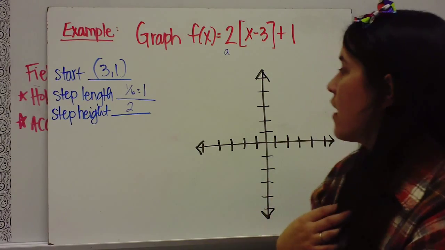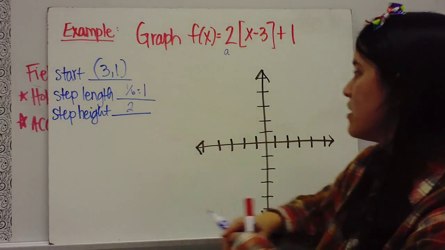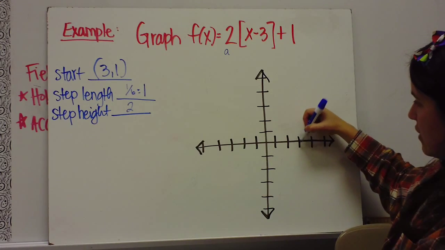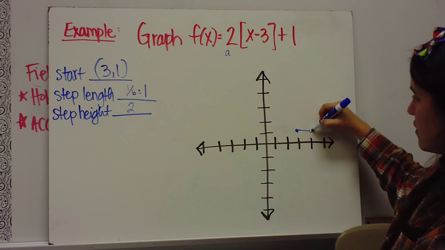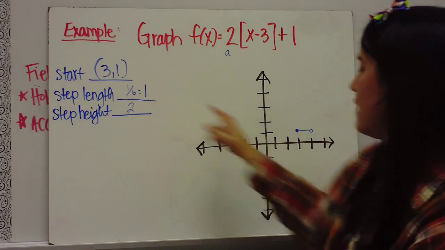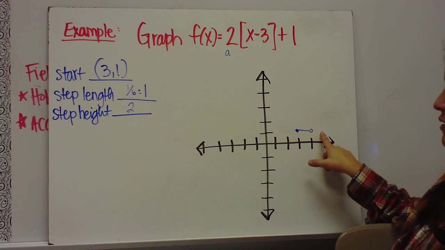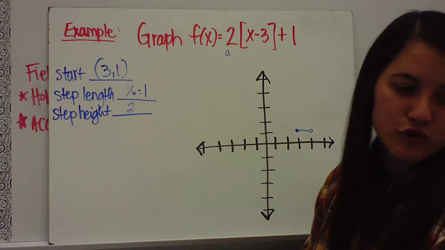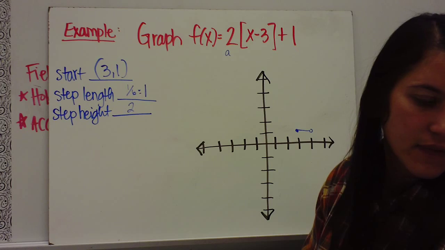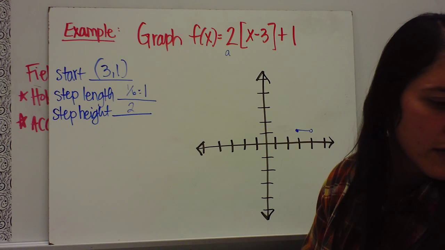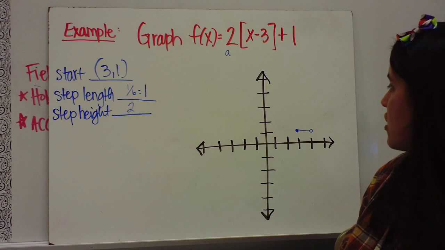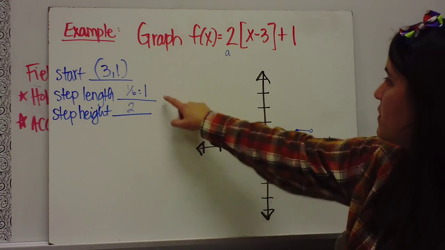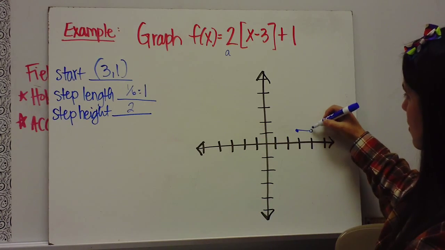Now let's graph it. The (3, 1) is my starting point, so I'll go over 3 and up 1. And there is my first step. Remember, the length was 1, so I went 1 unit, and I drew my first step. Over 3, up 1. Then I need to go up 2. So 1, 2.